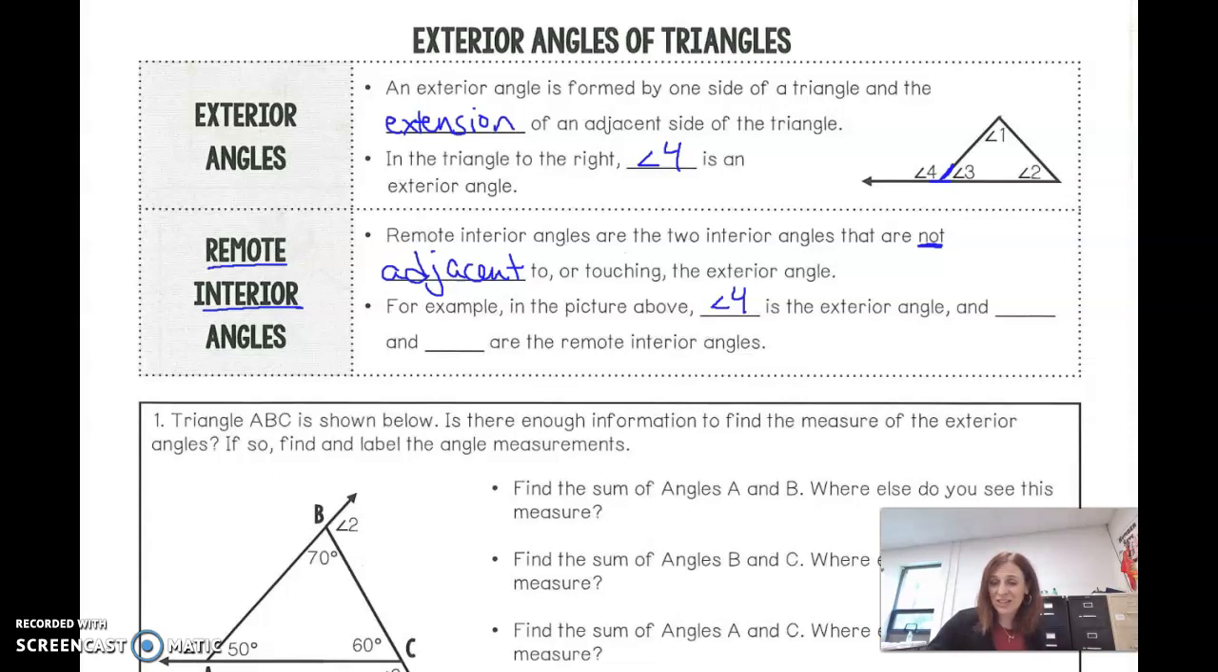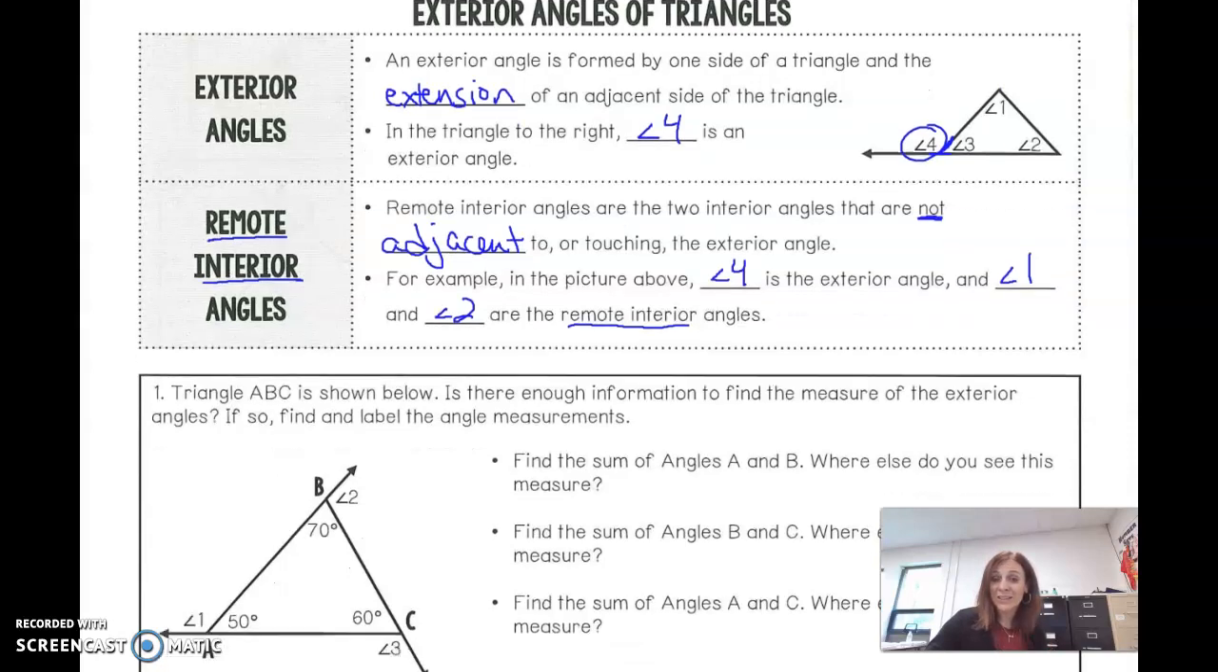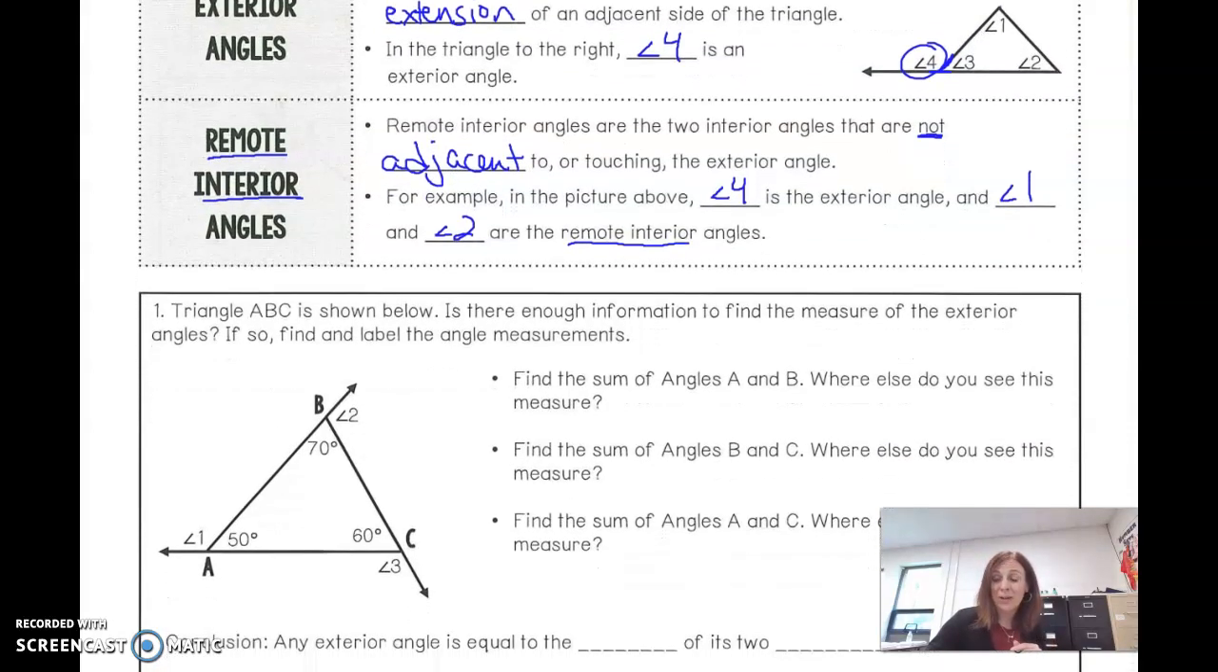So if you look right here, you see how 4 and 3, they're kind of touching. They share this adjacent side here. The two angles not touching angle 4 are 1 and 2. So angle 1 and angle 2 are the remote interior angles. They're on the inside for interior, and they're not touching the exterior angle. Okay, and the remote interior angles are going to help us figure out the exterior angle.